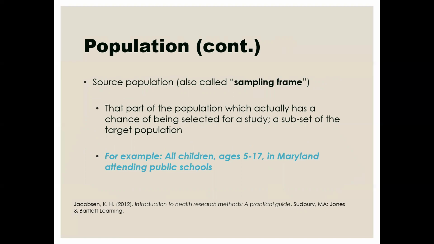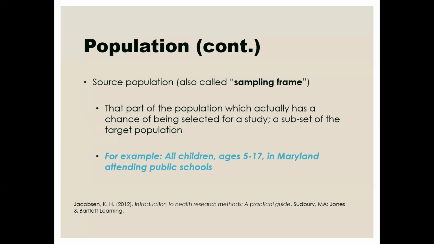How do you get from population to sample? You're going to reduce the number of people in your study. You can't feasibly talk to every child in Maryland aged 5 to 17, or every hospital administrator in a system that's global. So you need some mechanism to pull a subset of your target population, and that's what we call your sampling frame.